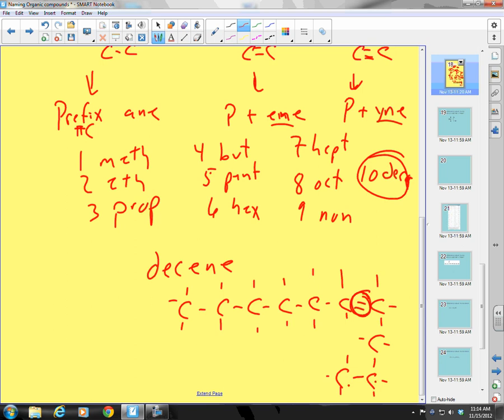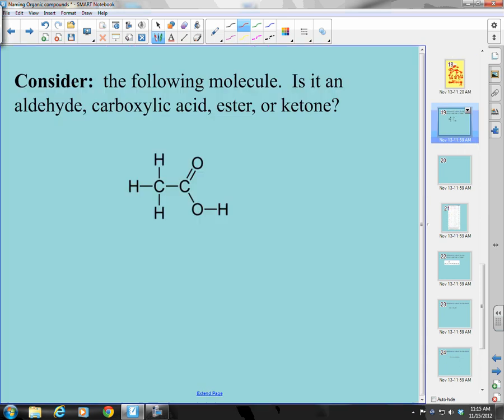Now, to name that properly, I'd want to identify the number of the carbon on which this double bond is. And it's on the 1, 2, 3, 4. So I'd call this 4-decene. That means I have 10 carbons, one double bond somewhere. Where is it? It's on the fourth. Good.